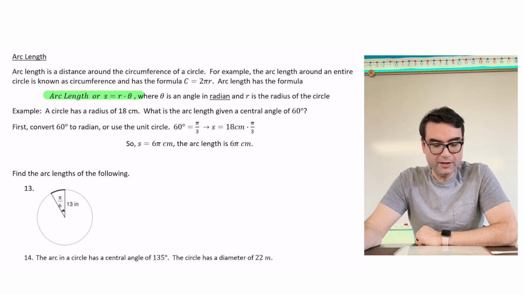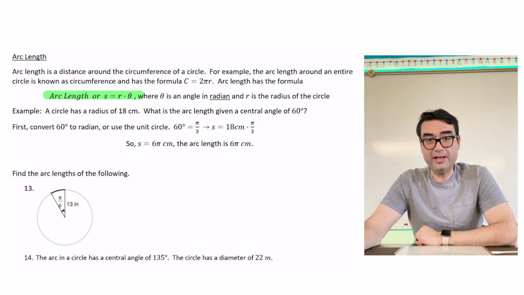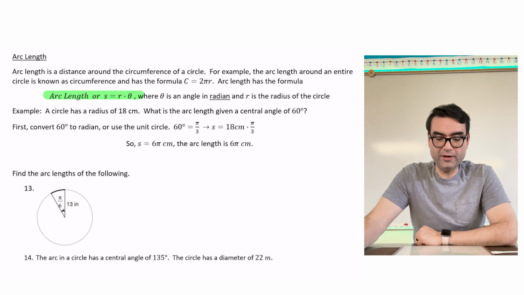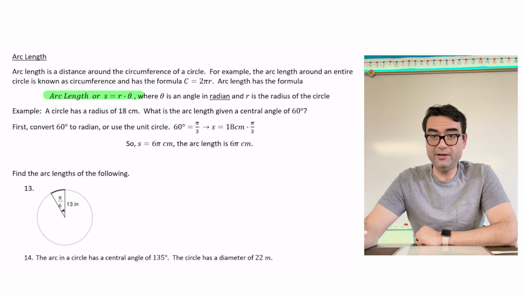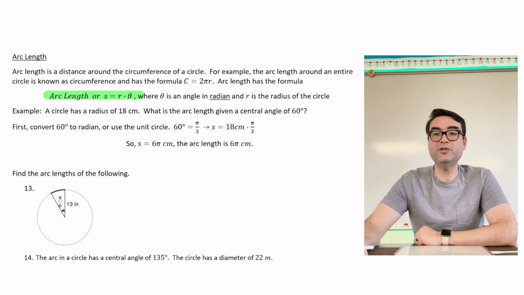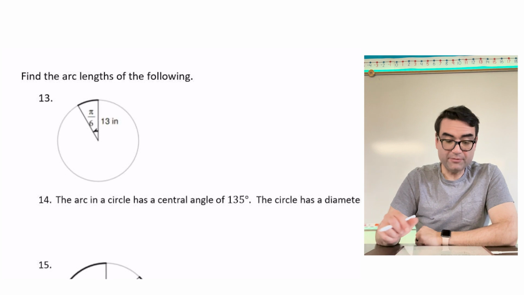Arc length, or S, equals r times theta. The only catch is your angle has to be in radians. So if we are given a measurement of an angle that's not in radians, we can convert first, and then we can just use our result. So we'll start with number 13 here.